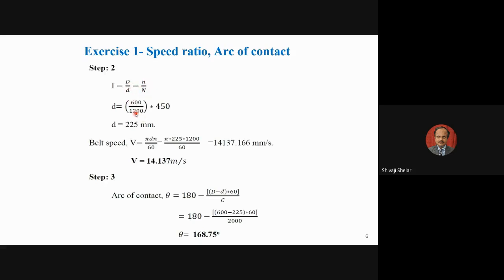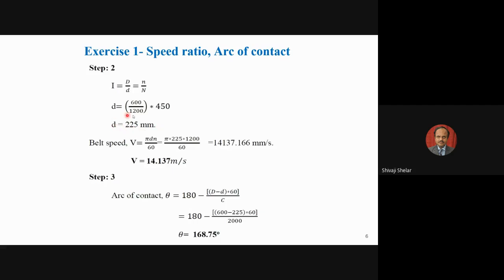So small n is equal to 1200 RPM. Capital N is equal to 450 RPM. Engine speed, machine speed, and engine pulley diameter, so we will get the machine pulley diameter. D is equal to 225 mm. So to maintain this speed ratio, you need to select a smaller pulley diameter of 225 mm.